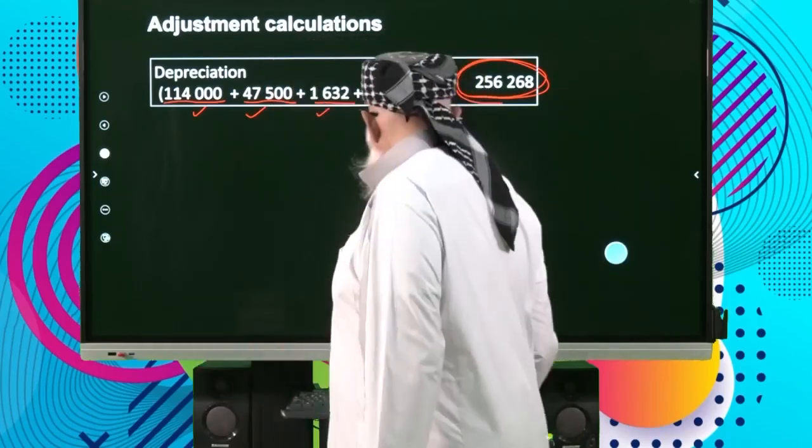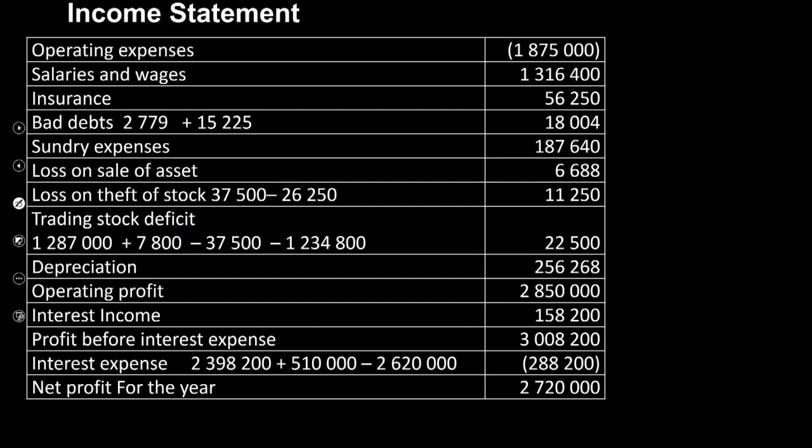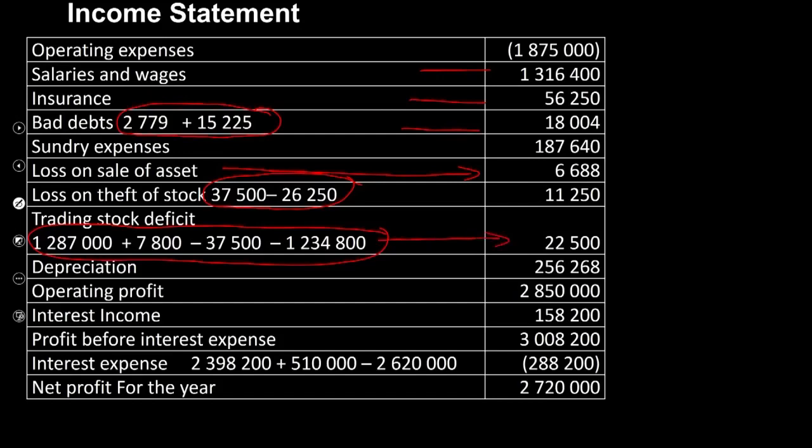And now, the next thing that we do is we look at the format of our income statement. What do we have? We have our commission income. We've adjusted our rent income. We had our provision for bad debt adjustment as an income that gave you gross operating profit. Then you took the operating expenses, salaries and wages, insurance, bad debts. Now all of these, we did the adjustments. There's the calculation. There's your loss on theft. There's your adjustment. Remember the loss on sale of asset as well. We've done the adjustment. Here's your trading stock deficit. We've done the adjustment as well. And obviously the depreciation, we've shown you the calculation.